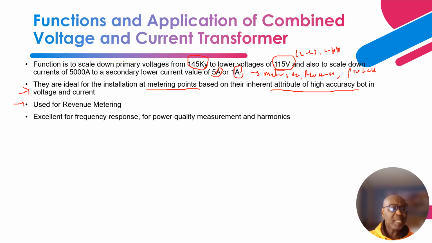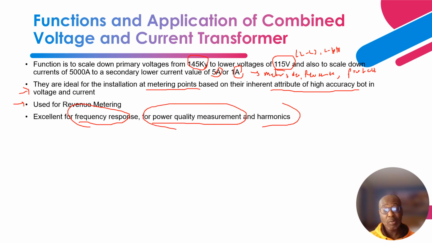It also has an excellent frequency response. So basically, if there's a frequency drift on your power system network, it's able to respond and provide accurate measurement based on the frequency response. So it's able to be used for power quality measurements and also for harmonics measurements.